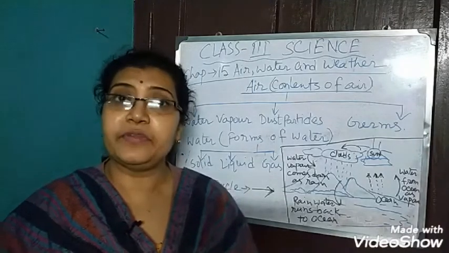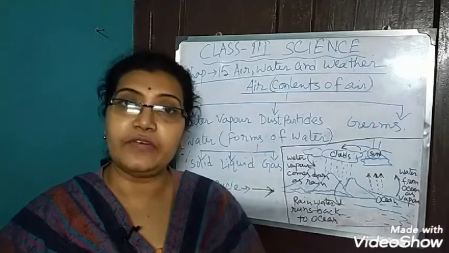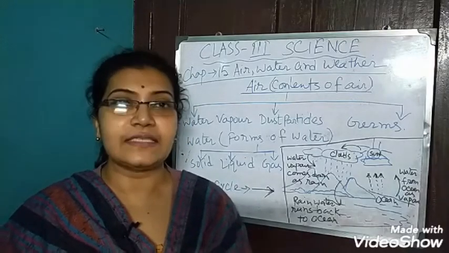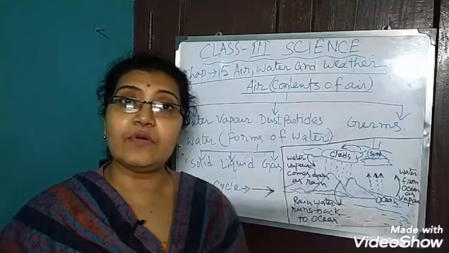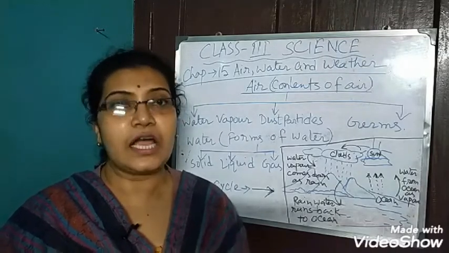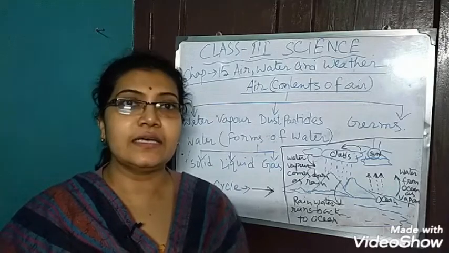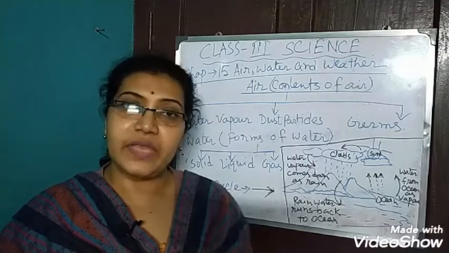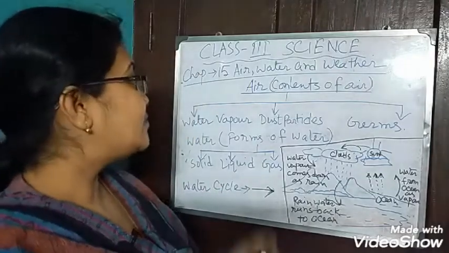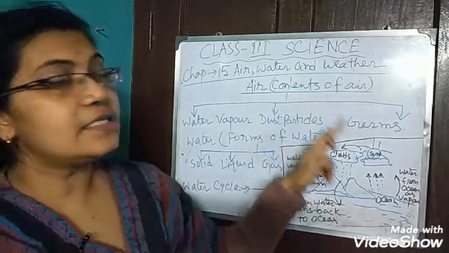In the previous class, we have already learned that air is a mixture of many gases. What are the names of the gases? Yes, nitrogen, oxygen, hydrogen. So many gases are mixed in the air. Now, our first point is contents of air.